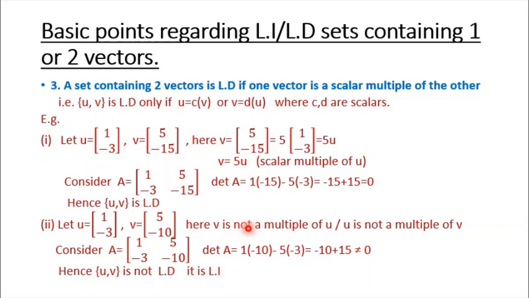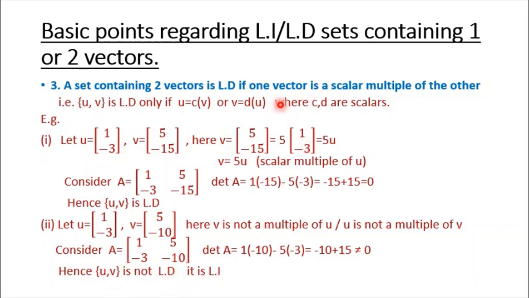So here v is not a multiple of u, or u is not a multiple of v. Let us consider the matrix A again: 1, minus 3, 5, minus 10. Then what will be det A? If you expand the determinant of A, it will be non-zero. That means the determinant is non-zero, so this set of two vectors is not LD, it is LI.